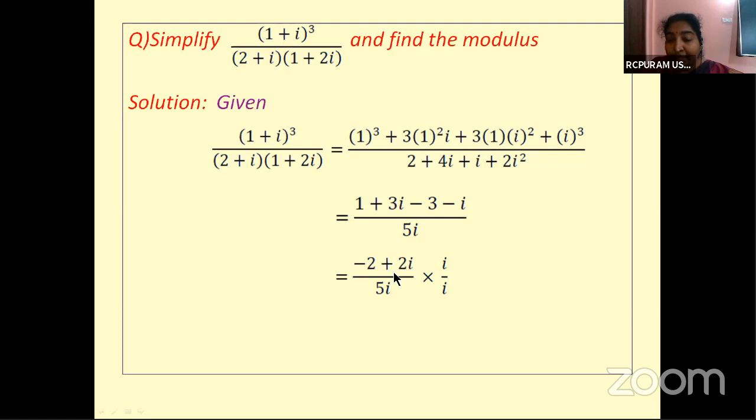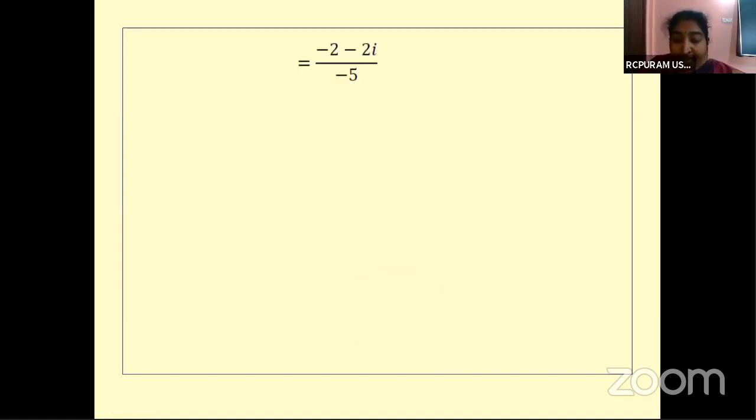There is i in the denominator. So I'm multiplying and dividing with i so that we can remove i from the denominator. Then on multiplying, you will have minus 2i plus 2i into i, which is 2i square, divided by 5i square. We will replace that i square with minus 1. Then we have minus 2i divided by minus 5. So I can take minus common and I can cancel in the numerator and denominator. Then we will be left with 2 by 5 plus i into 2 by 5.